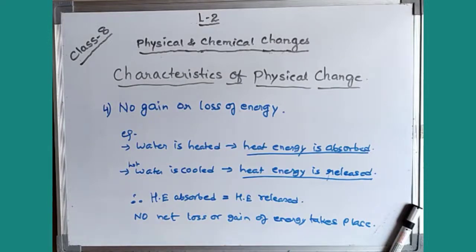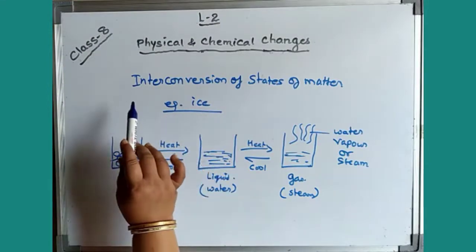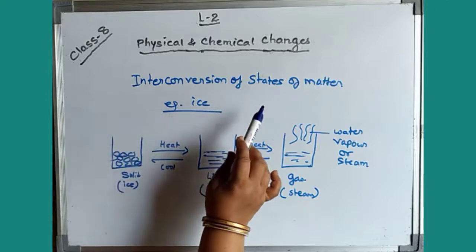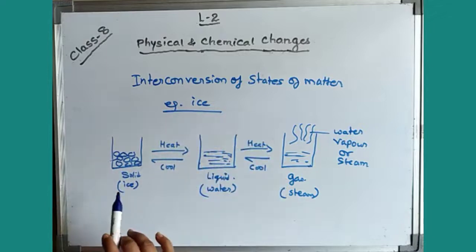So these are the basic characteristics of a physical change. And since you all have the books with you, go through the examples given in your book. In continuation of the physical changes, we will now discuss the interconversion of states of matter. Let us see what is the interconversion of states of matter.